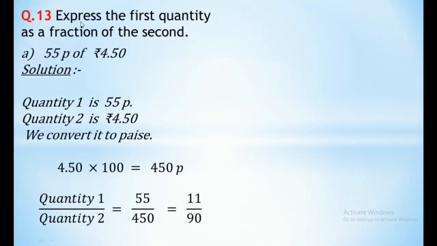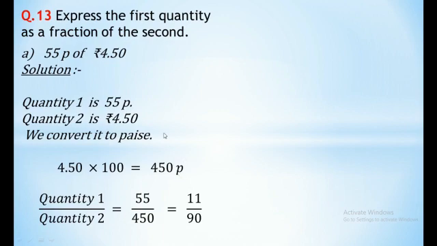Here in question number 13 we have to express the first quantity as a fraction of the second. Question A, 55 paise of rupees 4.50. When we want to find a fraction of the second, we have to follow this formula. Quantity 1 is 55 paise, and quantity 2 is rupees 4.50. We have to convert the bigger unit into the smaller unit, so we will convert rupees into paise. We know that 1 rupee is equal to 100 paise. Therefore 4.50 multiplied by 100 gives us 450 paise.